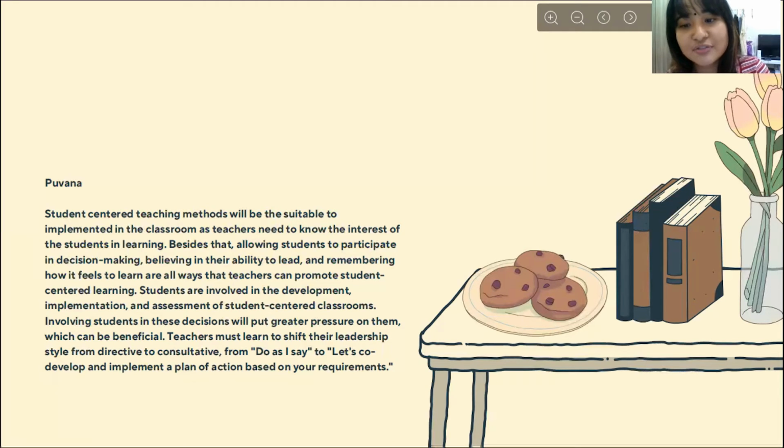So students are involved in the development, implementation, and assessment of the student-centered classroom. Involving students in this decision will put greater responsibility on them, which can be beneficial. So what students learn is that they may choose the topics that they want to focus on, allowing the content that teaches skills and concepts to be driven by their interests.